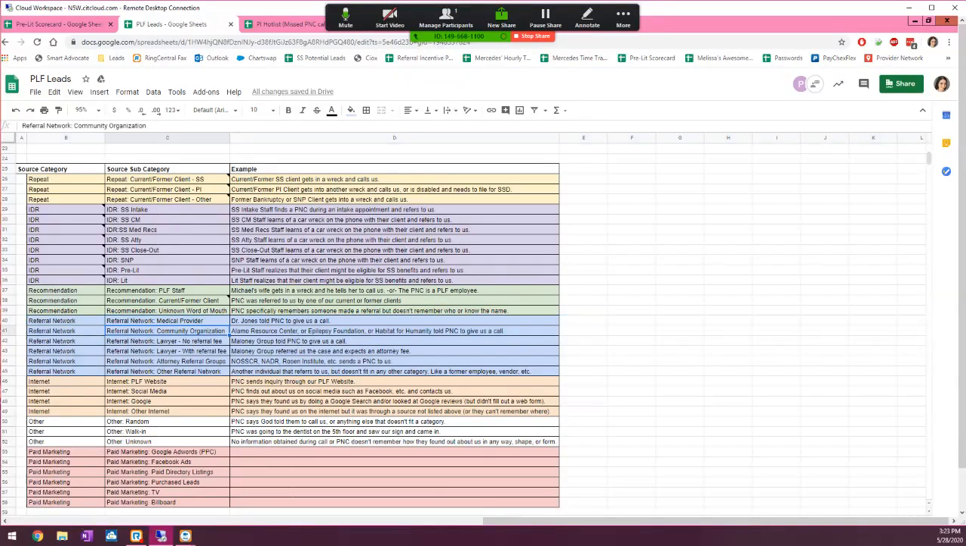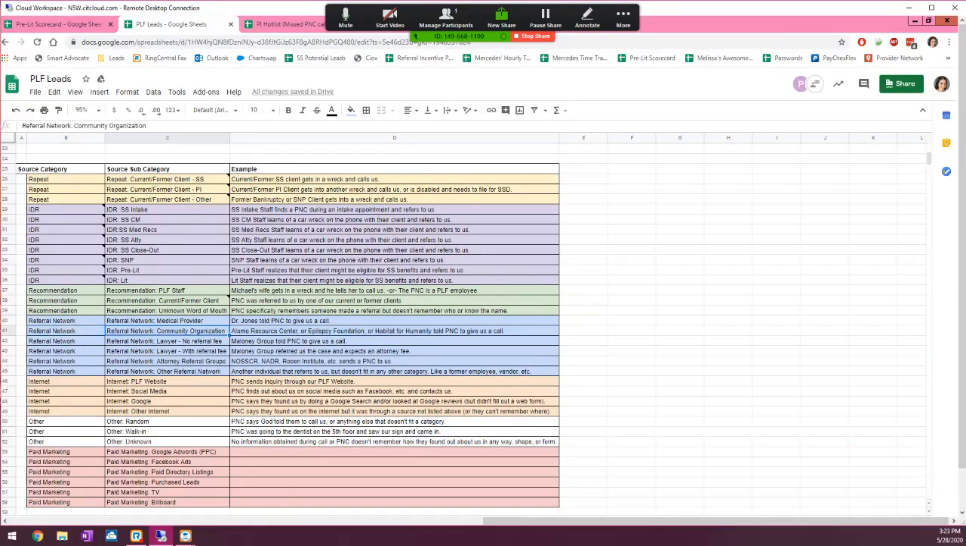As you guys know, the Packard Law Firm is very heavily involved in charity work here in San Antonio. And so we are a part of several charity foundations, such as the Epilepsy Foundation and Habitat for Humanity. Also, Alamo Resource Center falls under this category as well. If any of these charity organizations refers a lead over to us, this is what we would categorize them under.